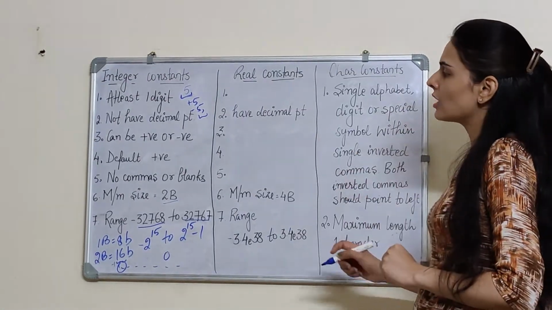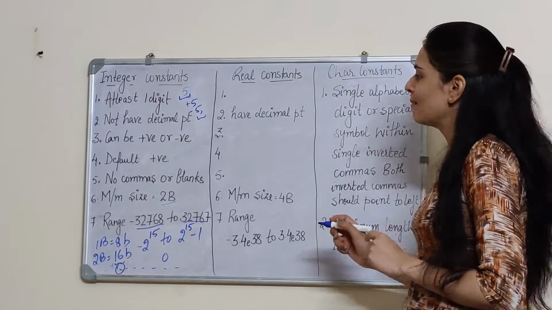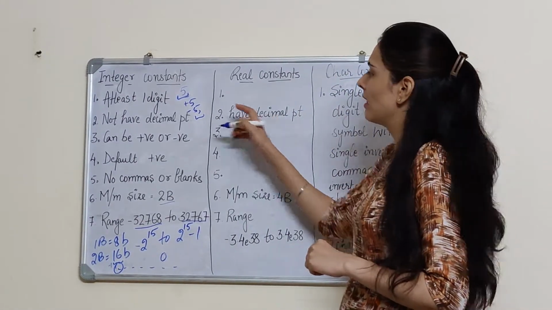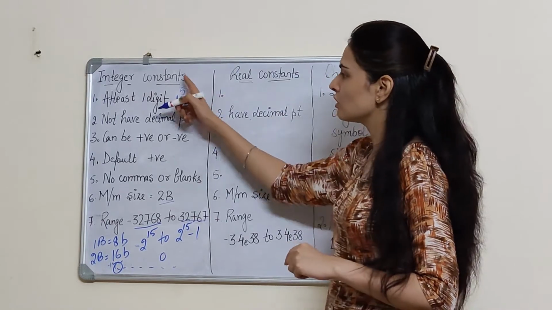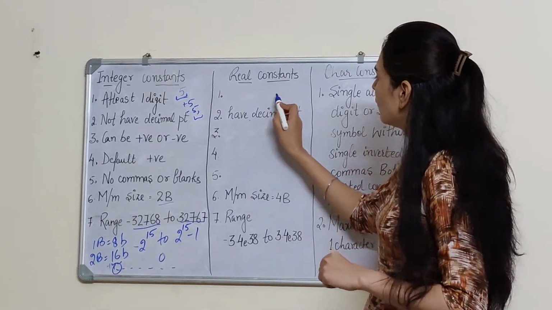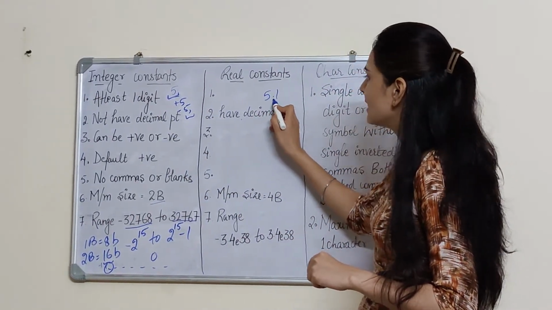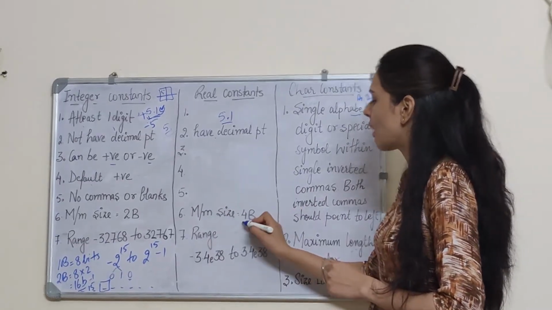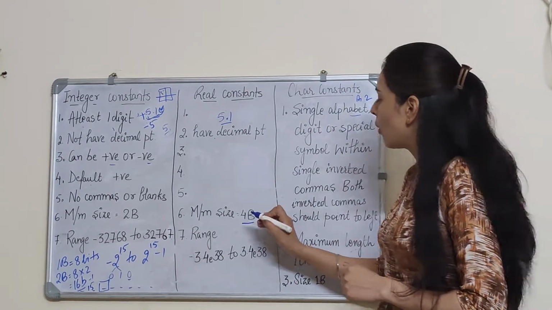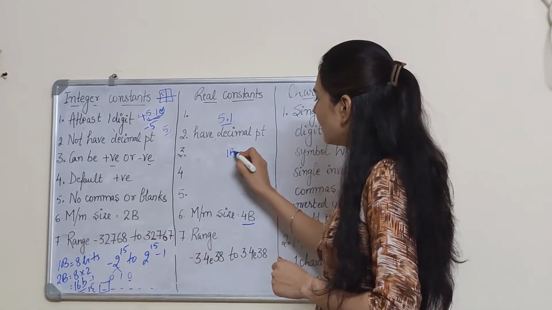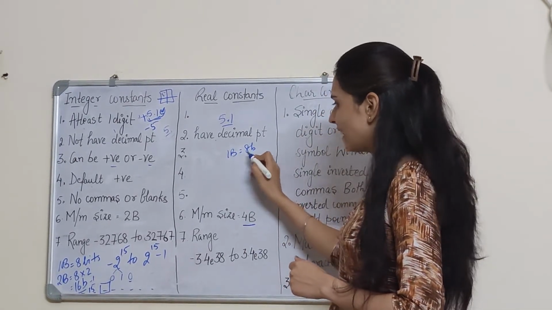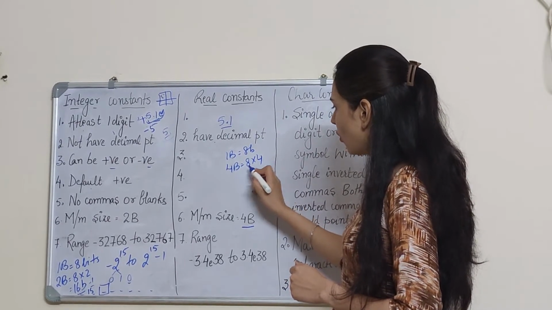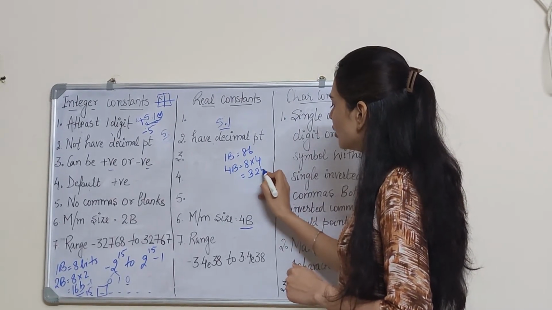Now for real constants, all the rules are the same except that it includes the decimal point. There decimal point was not acceptable. Over here it must include a decimal point. Now the memory size that real constants acquire is 4 bytes. 4 bytes meaning what? 1 byte, again we have seen that it is 8 bits. So 4 bytes is equal to 8 into 4. It comes out to be 32 bits.